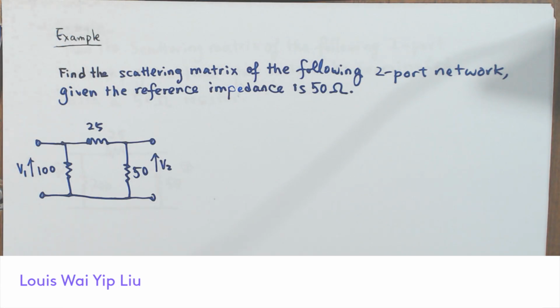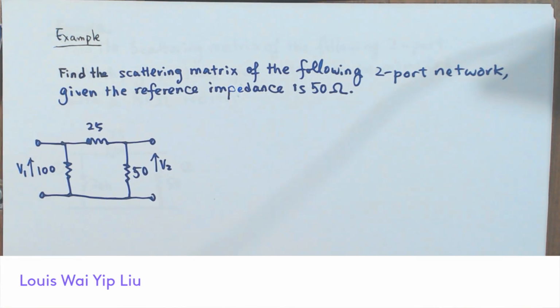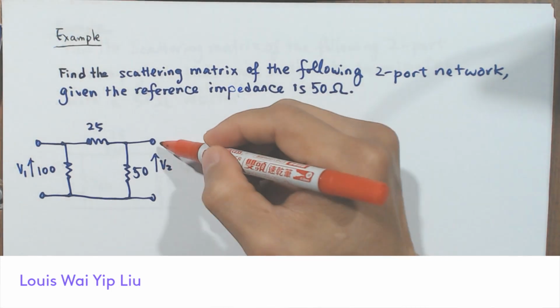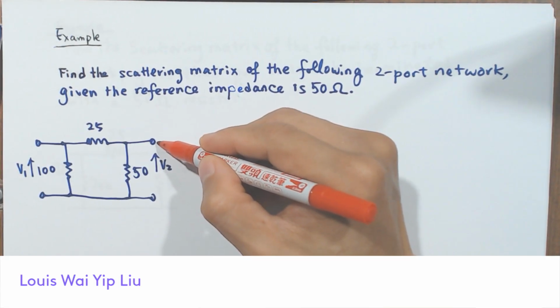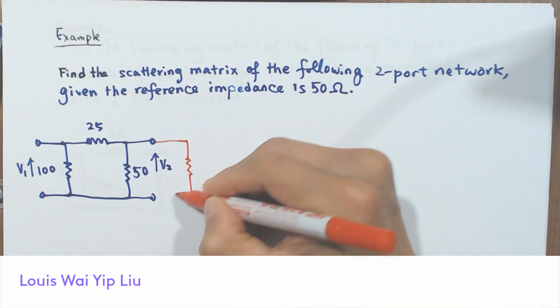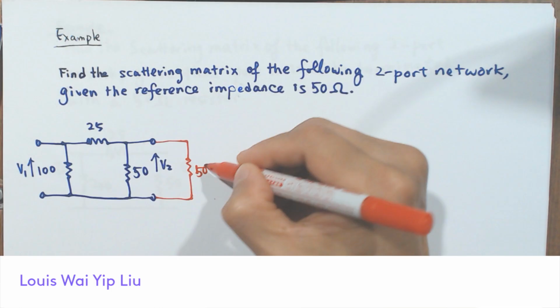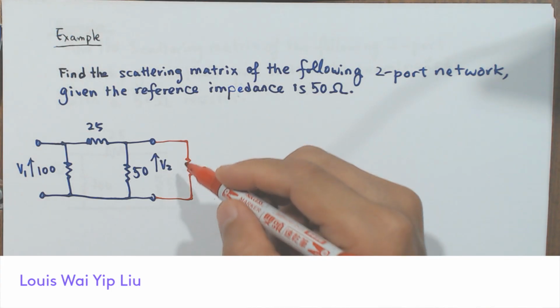Now, suppose the reference impedance is 50 ohm, and very logically, we will terminate the output port with a characteristic impedance, say 50 ohm. And this is how we nullify the reflection. So there is no excitation in port 2.